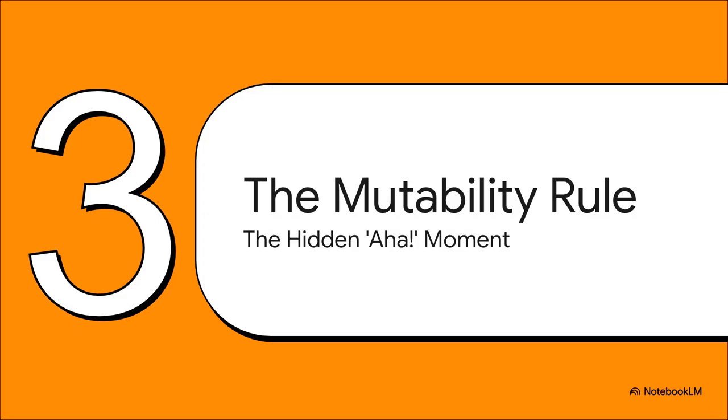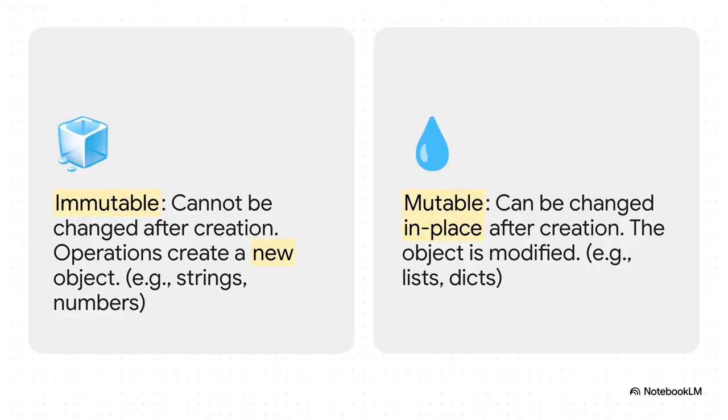This brings us to what might be the single most important concept for avoiding weird bugs in Python. It's the hidden rule of mutability. For a lot of people, when this clicks, it's a total aha moment. So here's the deal. Every single piece of data in Python is one of two things. It's either mutable or immutable.